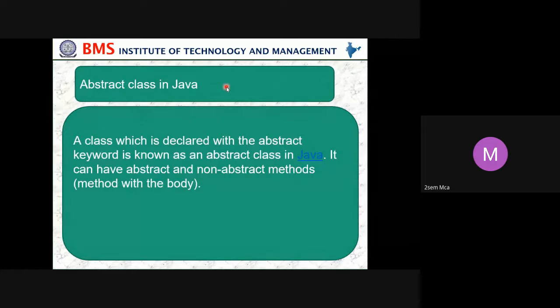So next, what is an abstract class? Abstract means hiding complete detail. I don't want everyone to view everything. So in that situation you can use an abstract class. So what is it? A class which is declared with the abstract keyword is known as an abstract class in Java. It can have abstract and non-abstract methods.